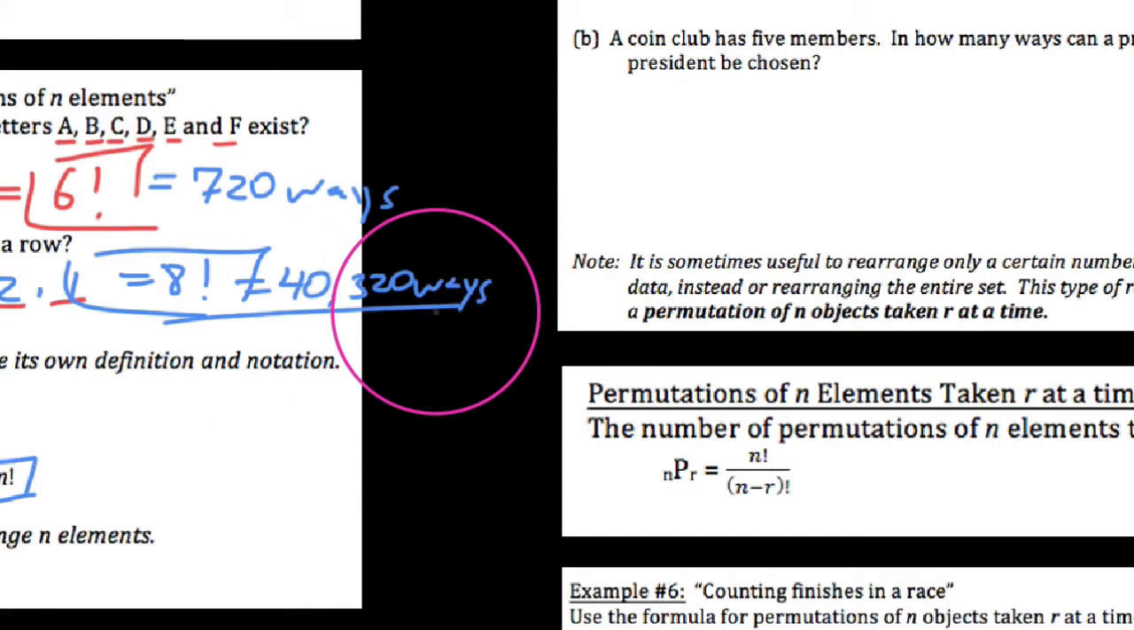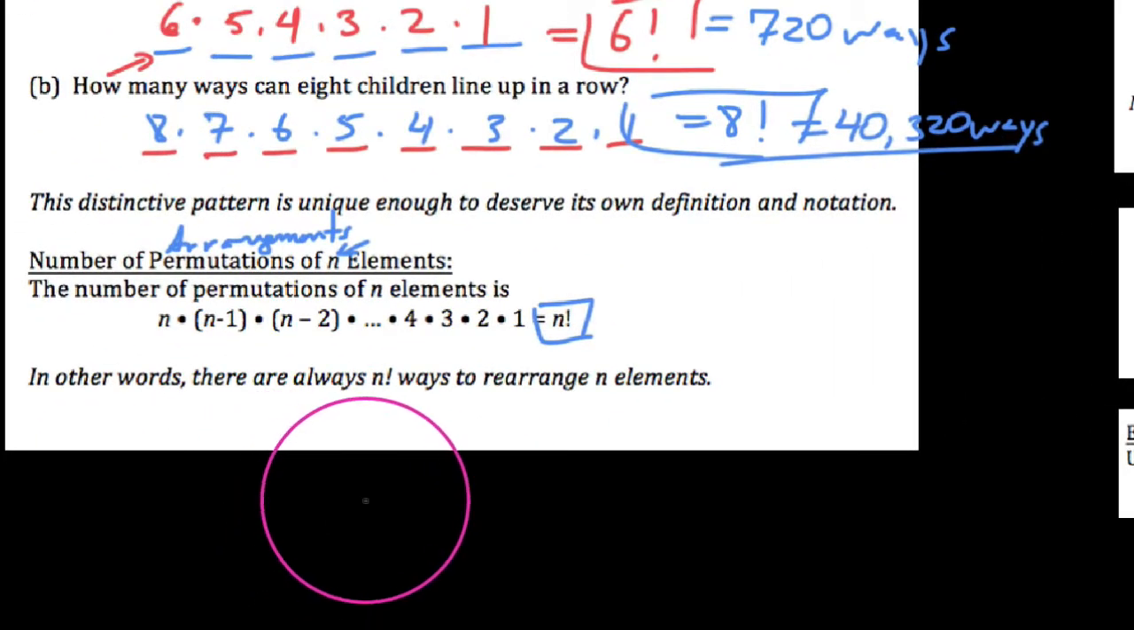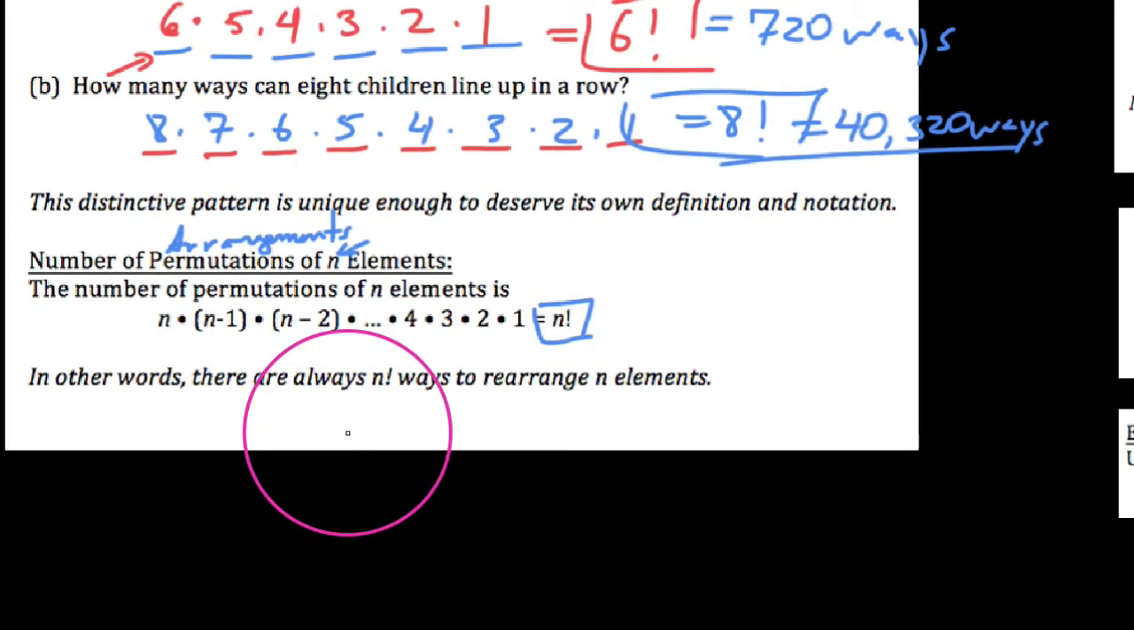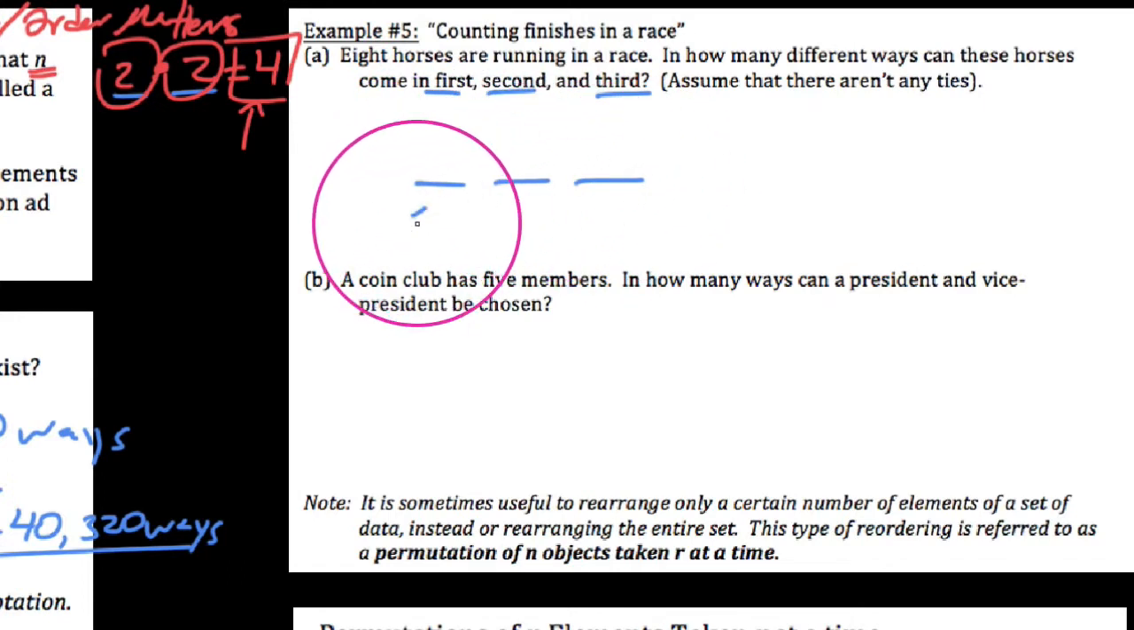So what I basically want to do is generalize this. We say if you ever want to rearrange n things, it's just n factorial. So what happens here is I'm going to change the situation a little bit. We're going to say, what if now I'm not rearranging all of the elements? So consider this situation. It says 8 horses are running in a race. How many different ways exist for these horses to come in first, second, and third? Now, the first thing I want everybody to notice is this. We're saying they come in first, second, and third. So here's first, here's second, here's third.